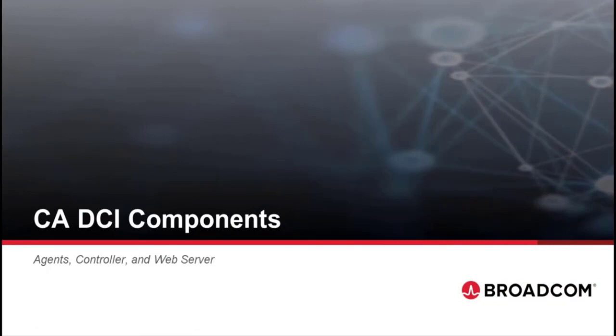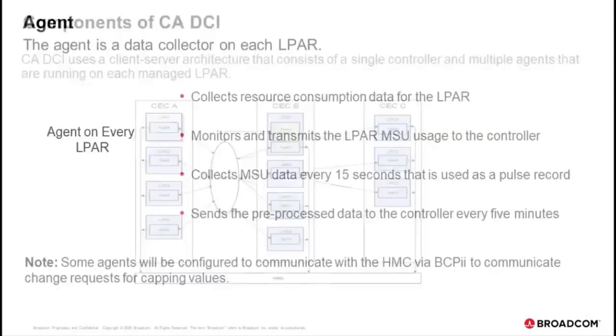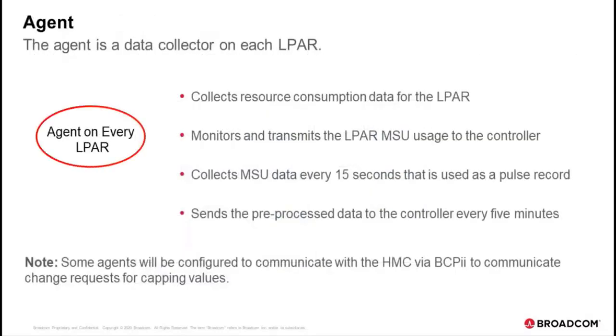CA DCI components. CA DCI uses a client-server architecture that consists of a single controller and multiple agents that are running on each managed LPAR. Agent. The agent is a data collector on each LPAR. The agent on each LPAR collects resource consumption data for that LPAR. Agents monitor LPAR MSU usage and transmit this information as metadata to the controller.